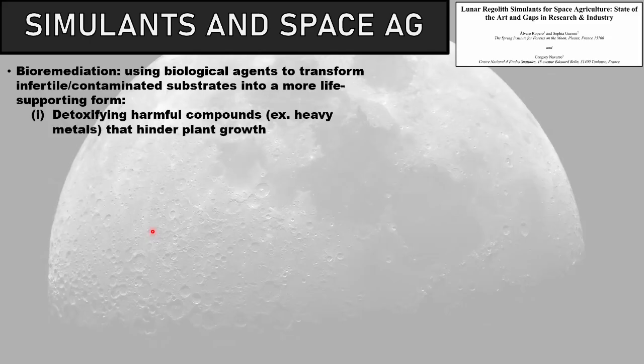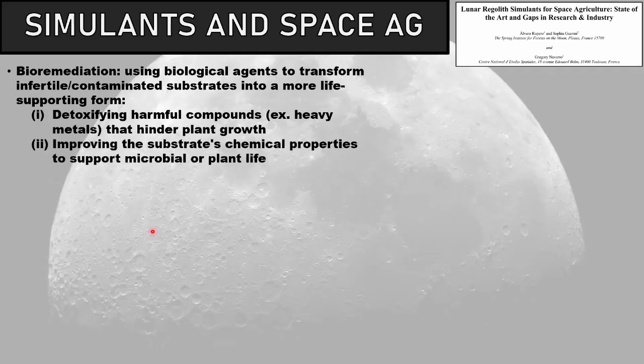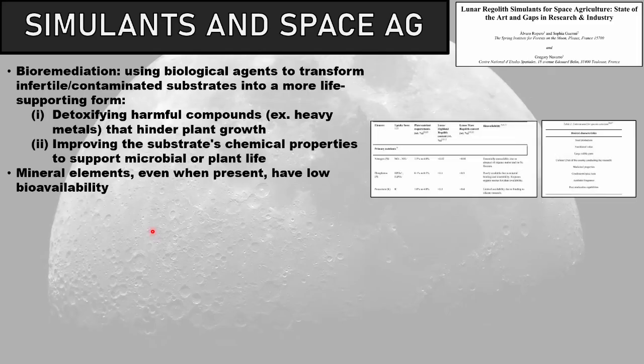So by detoxifying harmful things and improving, so there's positive things like changing the chemical properties or adding elements that the plants need. And one thing to note is that even if the mineral elements are present in regolith, they often have low bioavailability. The plants can't utilize it unless you make it bioavailable through microbial methods, etc.